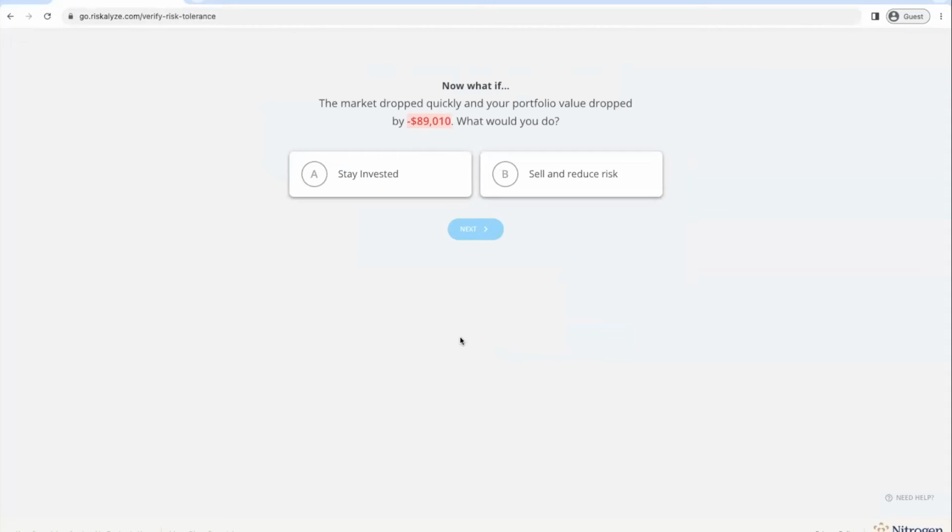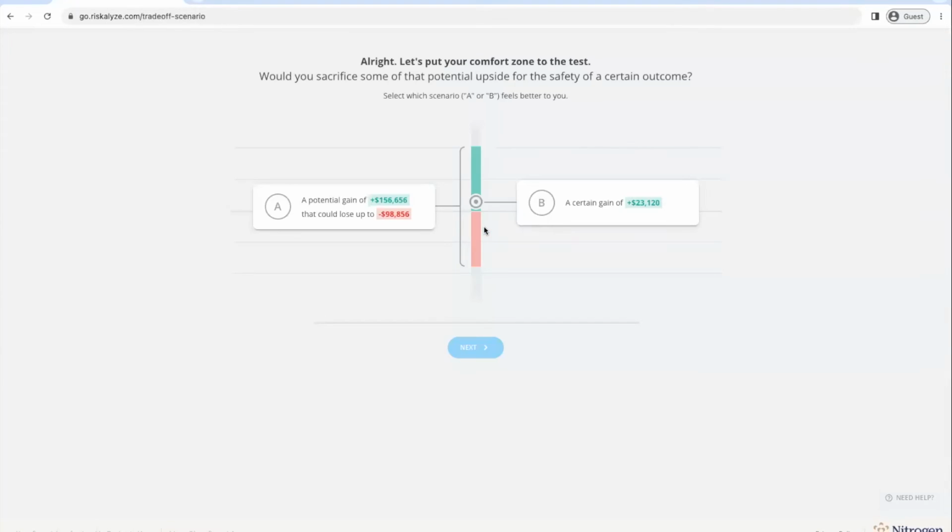So if the market dropped quickly and this $1 million portfolio dropped by $89,000, would we stay invested, or would I want to sell and reduce risk to hopefully limit any further losses? We answer it however your gut tells you to. I'm going to say stay invested. We believe that over a long period of time, the market has always rebounded in the past to varying degrees. It doesn't always rebound as quickly as it has before, but the market has always gone on to make new highs. So we would hope that we can ride out those market fluctuations.